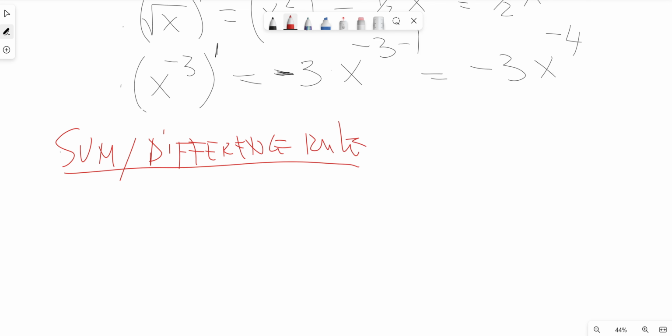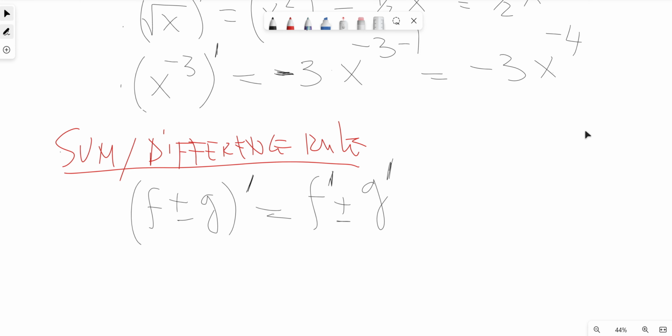So this rule pretty much states that in order to find the derivative of a function that itself is written as the addition or the subtraction of two functions f and g, what I need to get first is the derivative of f and the derivative of g, f prime and g prime, and apply whatever operation was between the two initially.